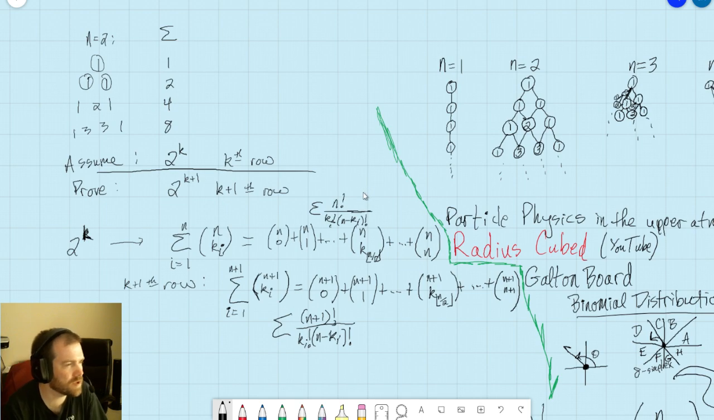I mean, basically, you're taking the old one, you're multiplying everything by n plus 1. Then we've got to multiply the denominator by n plus 1 as well, because otherwise that's going to be weird.